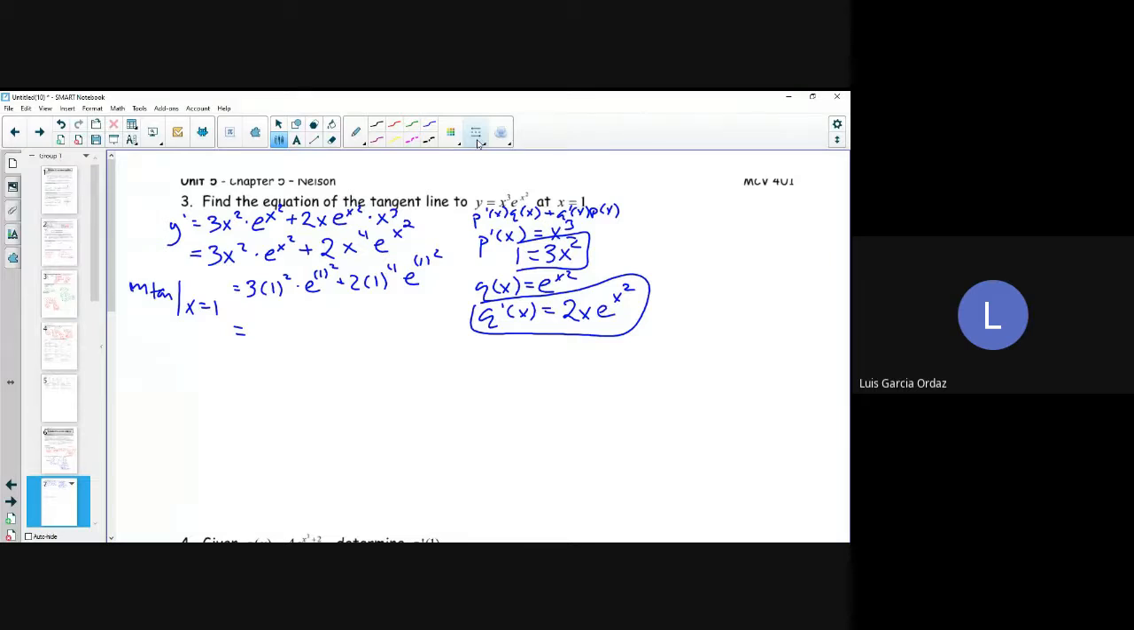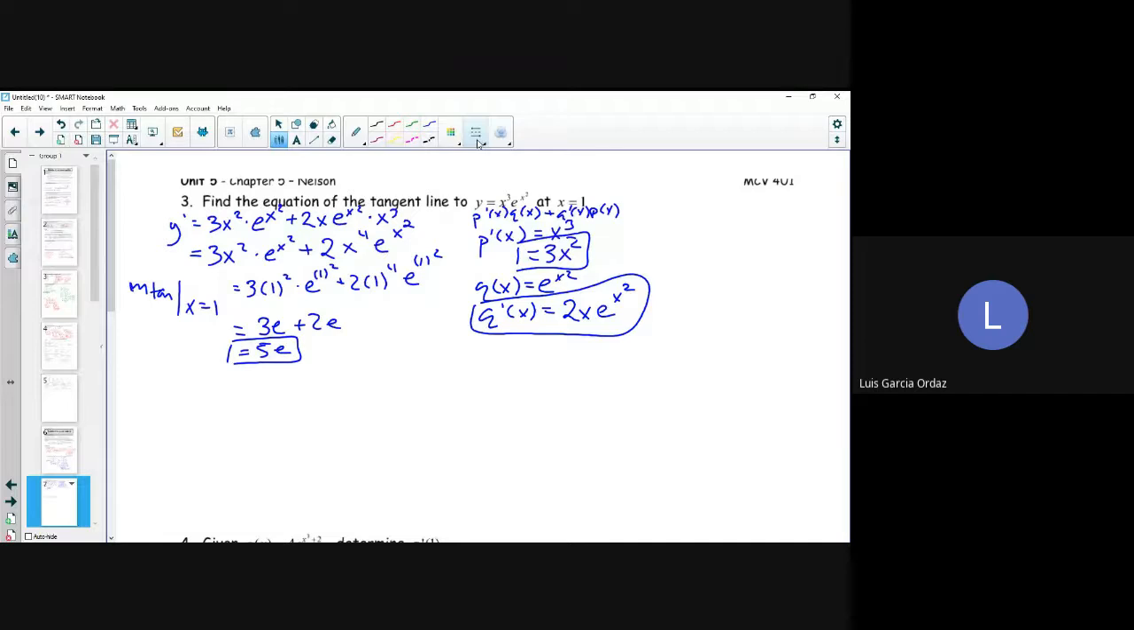Thank you, Priyanshu. It is going to be 5e. I'm going to get 3e plus 2e, which gives me 5e, which means the slope of my tangent at x is equal to 1 is 5e. I know it's weird, it's not a number, but sometimes it's not going to give me an integer.